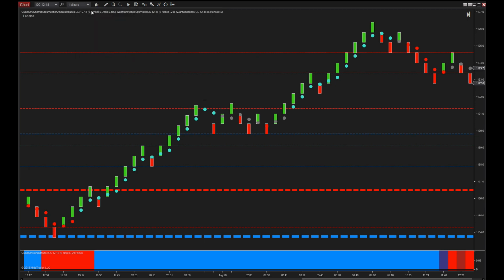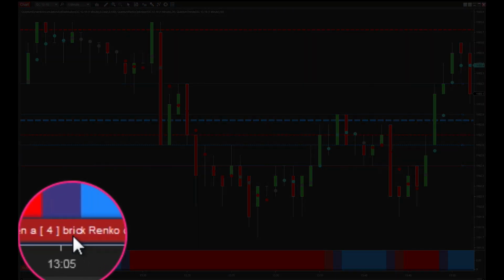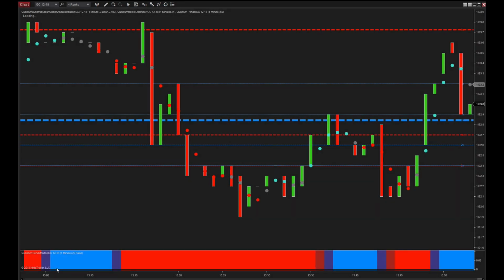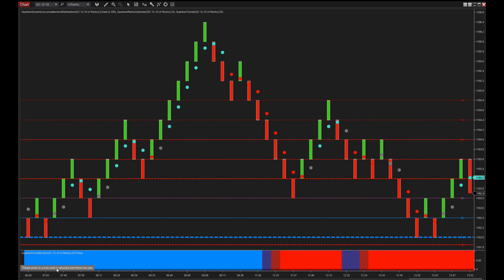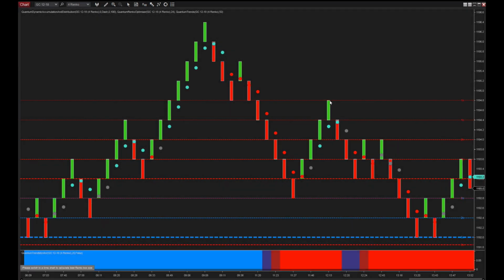If we select the 1 minute time frame, here you can see down at the bottom, what the Renko optimizer tells us is that if we want to run on that time frame, then the optimal setting for the GC contract right now is a 4 brick size. So all we do is click on that, and then our 4 brick Renko chart is delivered to us. And as you can see here, this brick here, we're now trading, this is 1194.4 to 1194.8. So now we're trading 4 cents on each particular brick size.